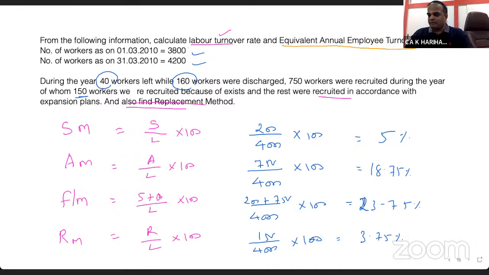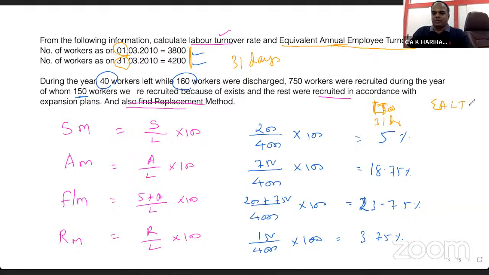Equivalent annual labor turnover. With respect to equivalent annual labor turnover, equivalently per annum, how much? That is called equivalent annual labor turnover. Available data is for how much period? 1st March to 31st March. Therefore, the given data is for 31 days. So this is the labor turnover for 31 days.